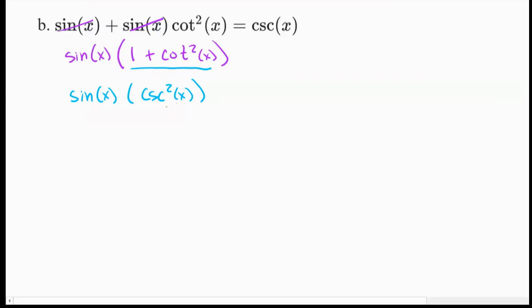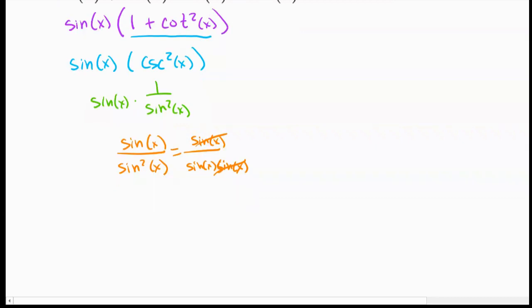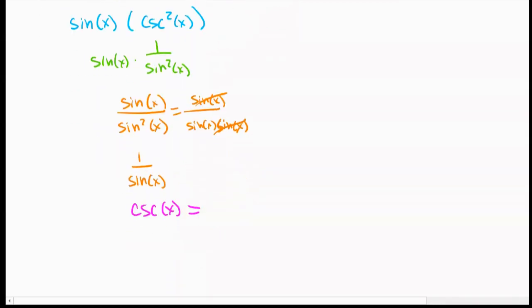So from here, cosecant squared is the same thing as 1 over sine squared. So I'm going to replace that. I'm going to multiply those two together, and now I have sine of x over sine squared x. Now remember, this is the same thing as sine of x over sine of x times itself. And so I can cancel these, and I'm left with just 1 over sine of x, which is good, because if I look at my trig functions, I know 1 over sine of x is the same thing as cosecant x, which is what I was trying to match in the first place.